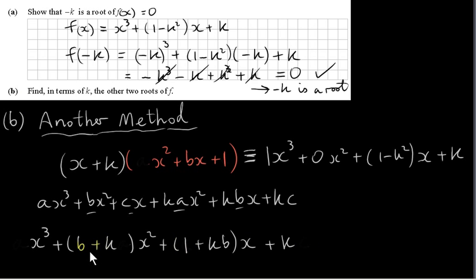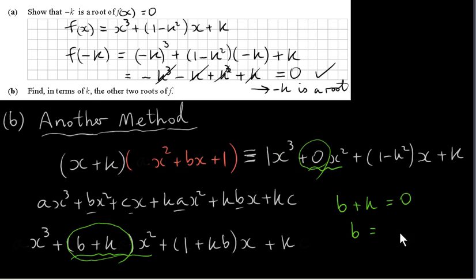So now we compare like terms on both sides. The x squared term on the left hand side is this, the x squared term on the right hand side is this. We have an identity, so both sides must equal for all values of x. The only way that can happen is if the coefficients of like terms are the same. So we must have b plus k equals 0, which tells us that b must equal minus k.